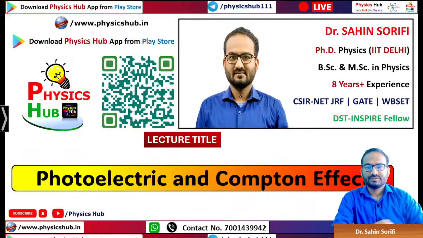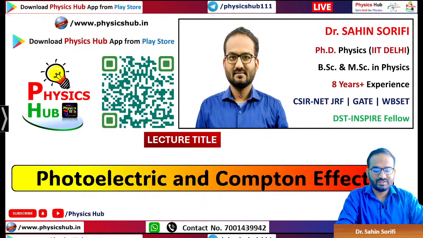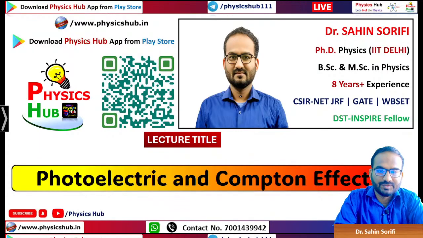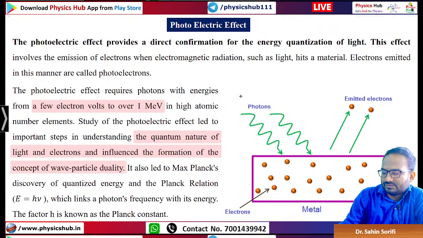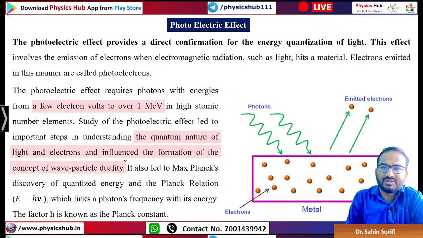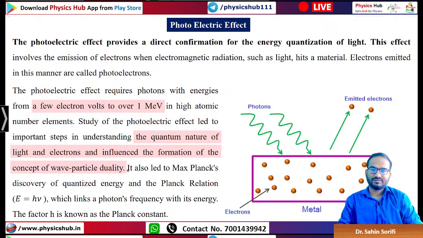So these two topics are very familiar to you, although for the sake of completeness we have to do this. Not a difficult topic, let's say photoelectric effect. So let's quickly go through this, the photoelectric effect. It gives you the direct evidence of the particle nature of radiation.